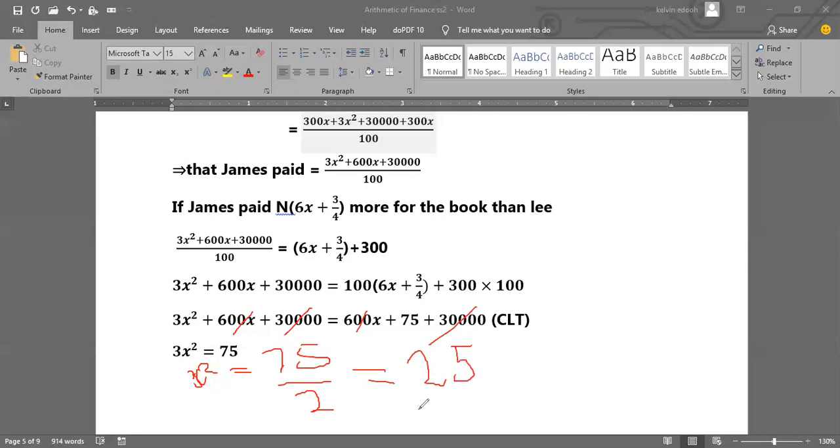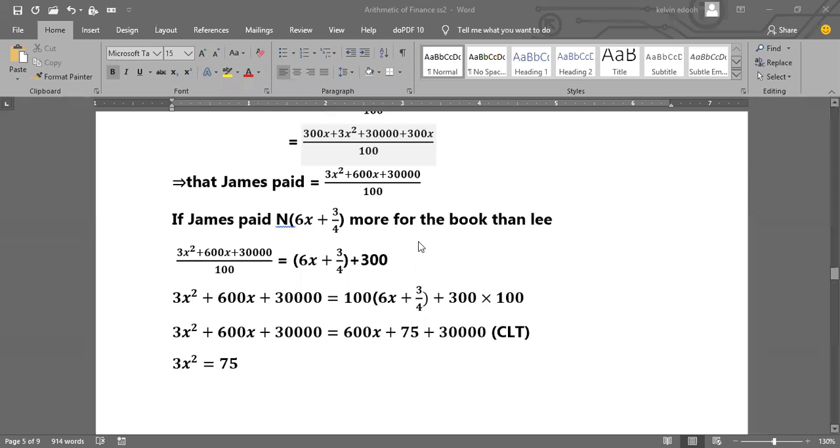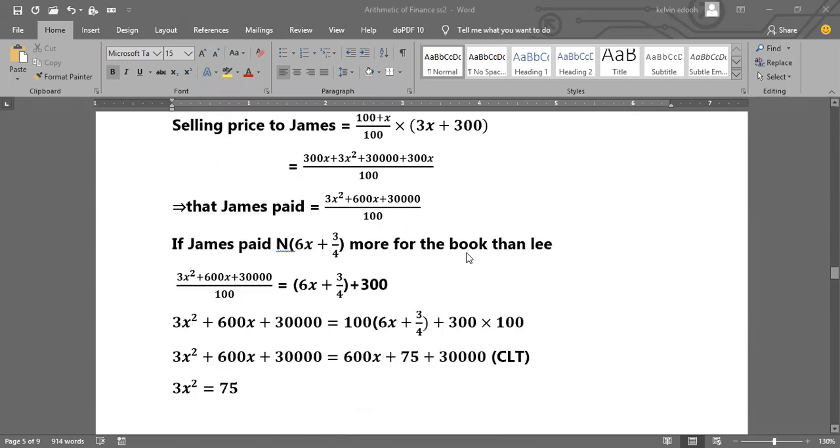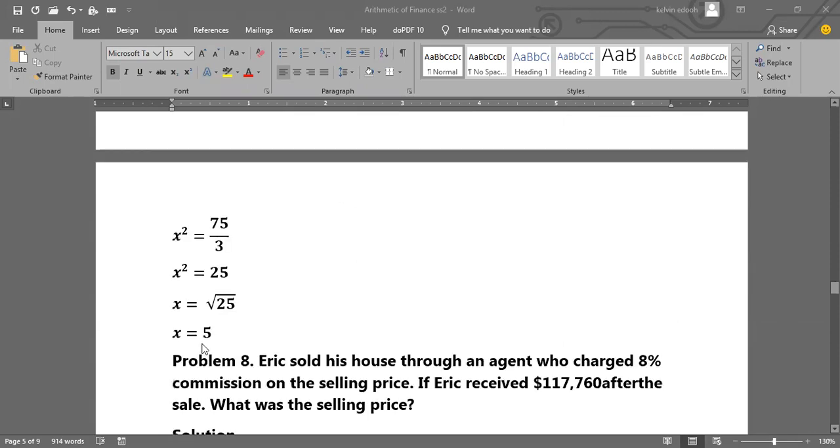That means x is equal to the square root of 25, which is equal to 5. So x is equal to 5. Once we know that, then it's work done. If you look at the question, we have to find x. So x is 5. Clear? Good.